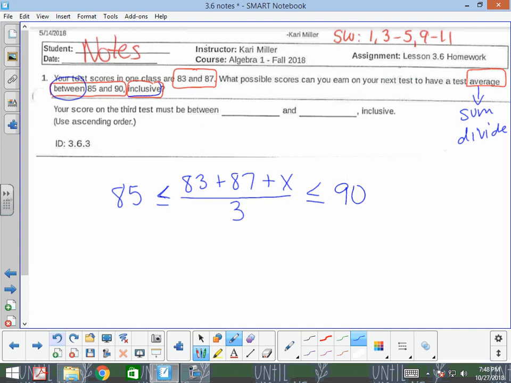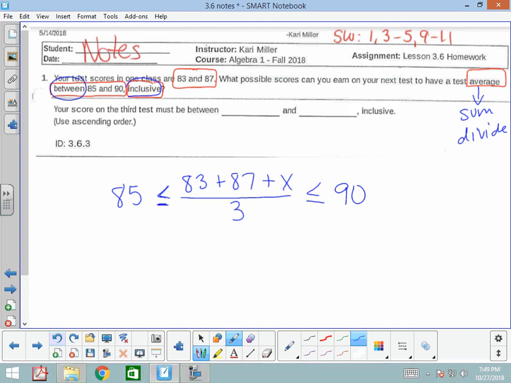Notice it says inclusive. That's why I use the bar underneath the less than symbols. The less than symbols look like they're the same, and they are the same. But if you read it from left to right, 85 is less than or equal to this average, which is less than or equal to 90. So that's what a between statement will always have. It'll always use two less than symbols on either side of the expression.